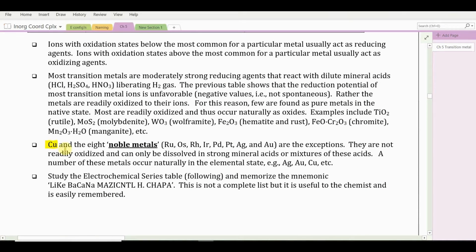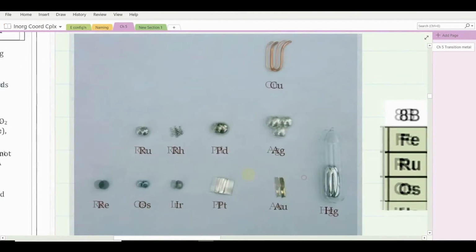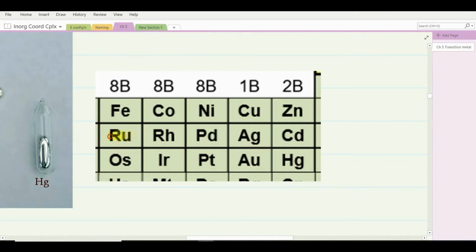So copper and the 8 noble metals are the exceptions to the rule that transition metals are usually reducing agents. The noble metals are ruthenium and osmium, rhodium and iridium, palladium and platinum, silver and gold. If you look at a periodic table, they're easy to see. There's 8 of them: ruthenium and osmium, rhodium and iridium, palladium and platinum, silver and gold, all 8. Along with copper they can be found in the elemental state. They're not particularly reactive. They're not reducing agents.